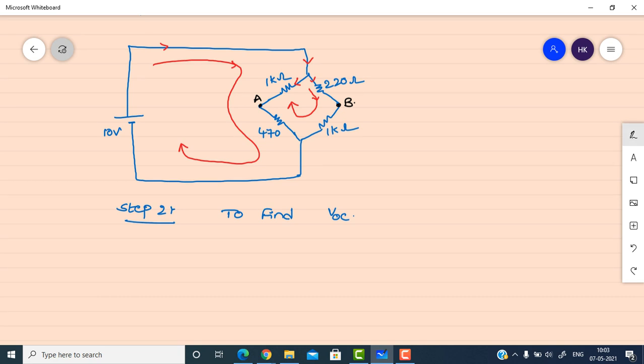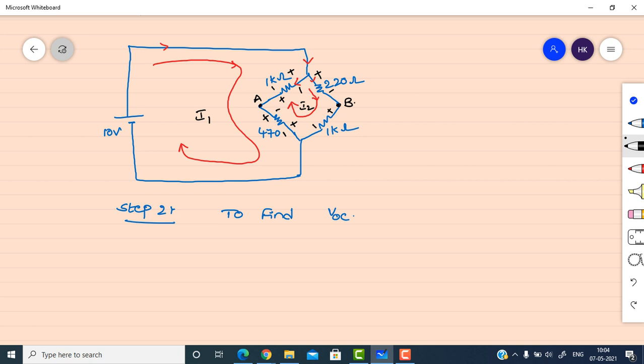Next, assign the polarities based on the direction of current. Current is flowing like this, here it is plus, minus. This current is flowing upward. Let us assume this is I1 and this is I2. So for I2, this is positive and this is negative. Positive, negative, positive, negative. For I1 current, I1 will flow through 1 kilo ohm, after that 470. Here it is positive and this is negative. So I assigned the polarities.